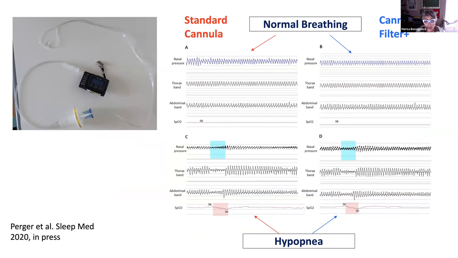Another possibility is to use a filter in between the nose and the device. This is an Italian study published in Sleep Medicine, but it is not a sleep study. This figure illustrates a simulation of hypopneas during wakefulness, and apparently it works quite well. So the event is clearly recognizable also when there is a filter.